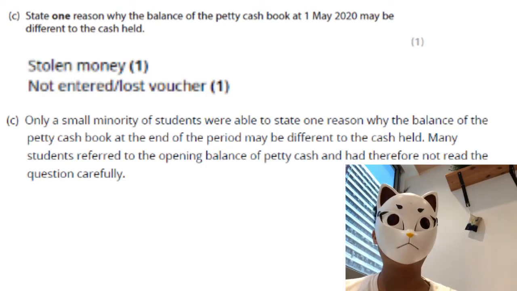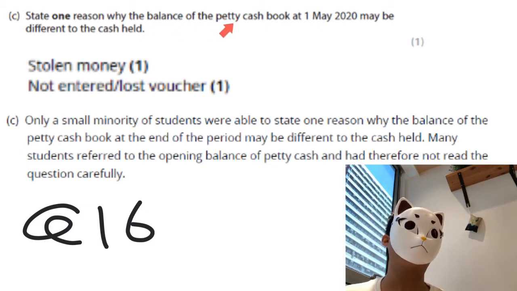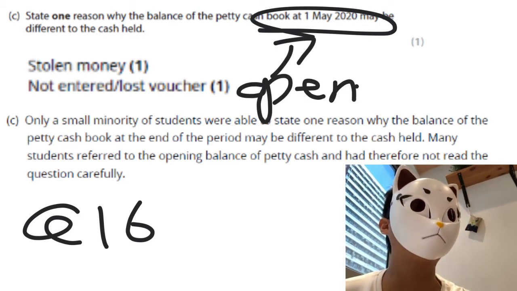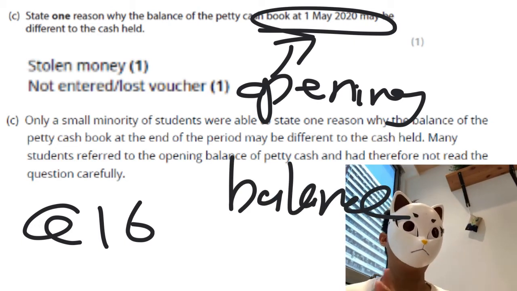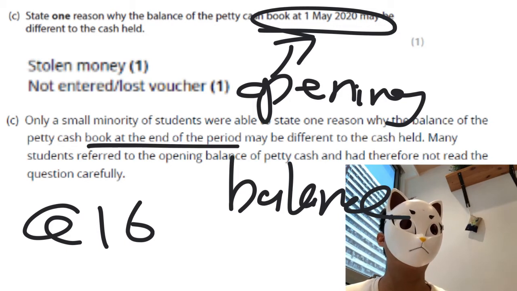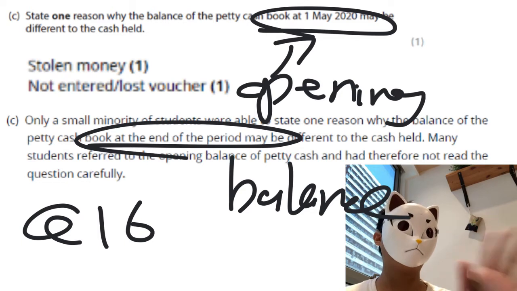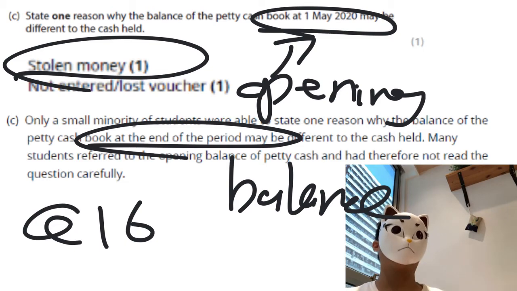For paper 1, question 16, part C: why the balance of the petty cash book may be different from the cash held. A lot of candidates miss this. This is about the opening balance. Why would the opening balance be different? It's not about the closing balance. If you answer it as a closing balance, then it's wrong. Remember that it's about the opening balance. Why would it be different? Because there is money stolen by others.